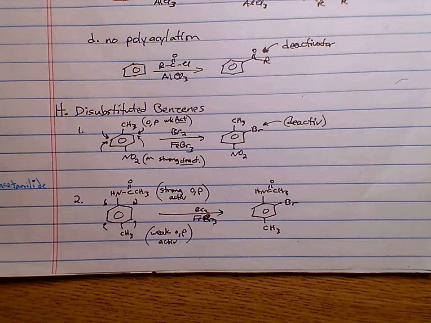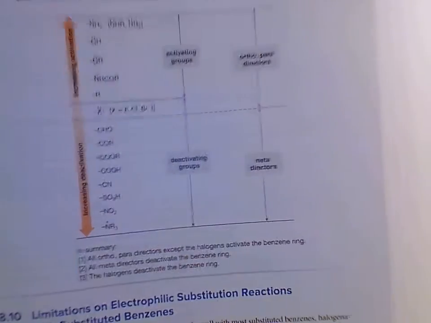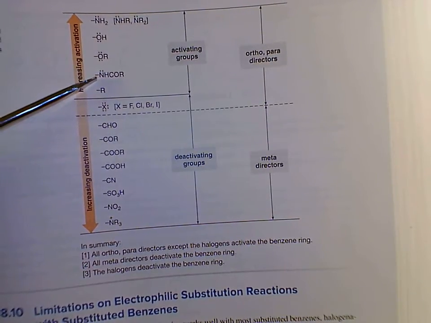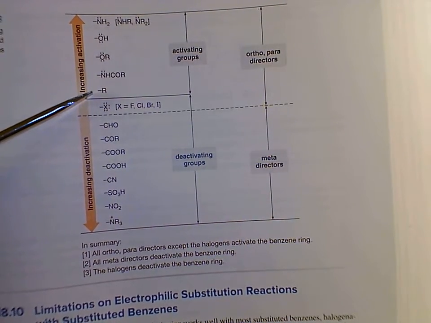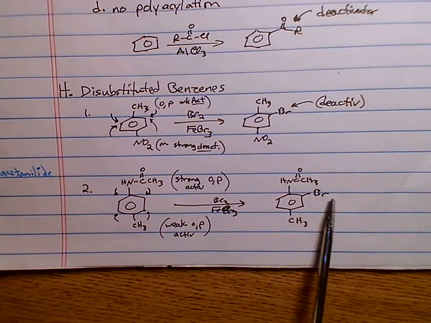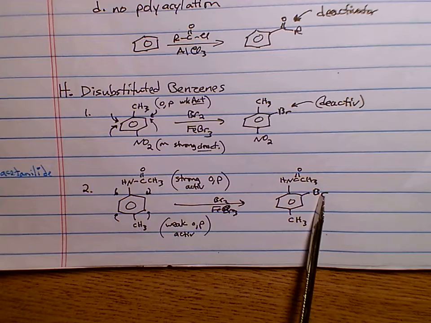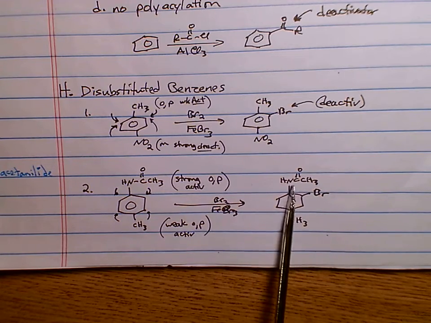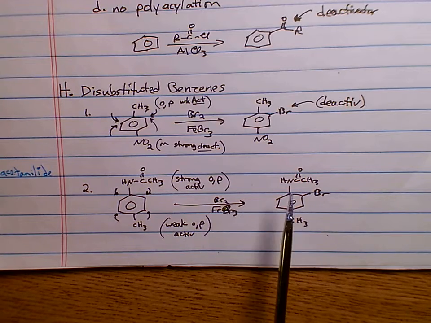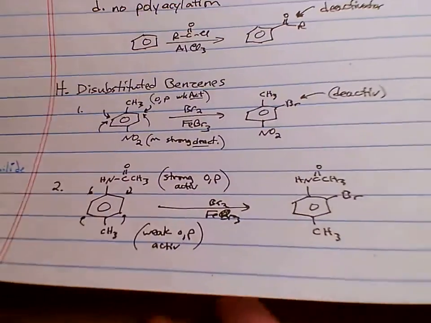Well, which is the stronger activator? Recall from our table, there's our table, acetanilide, this group, our amide group, is a stronger activator than alkyl groups, which tells us that the bromine's going to go ortho to the nitrogen of the acetanilide, because it is a stronger activating group, therefore a stronger director than the methyl group is. Cool.